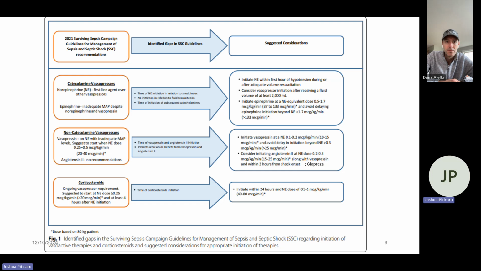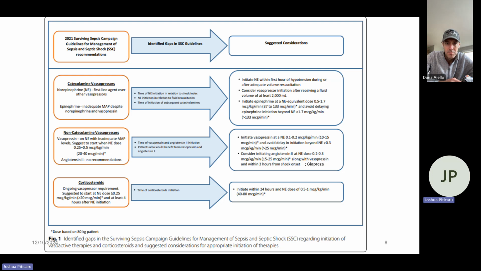And in here, on the left side, it says that the first-line catecholamine vasopressor agent is norepinephrine. And they have epinephrine as the second-line treatment, if you don't respond to norepinephrine and vasopressin. So first levo, then vaso, then epi, right?